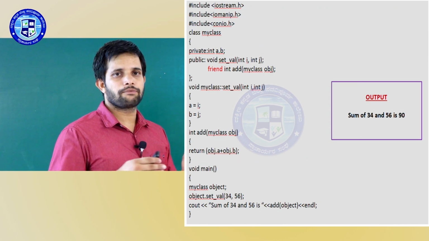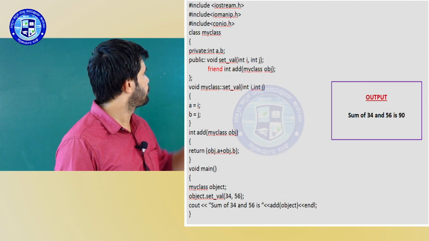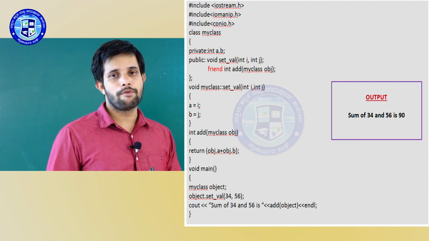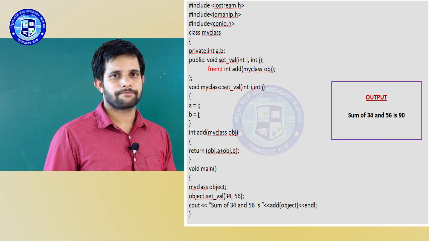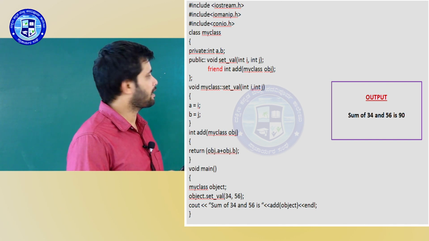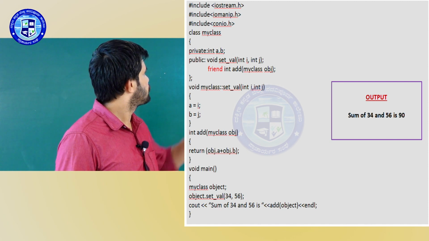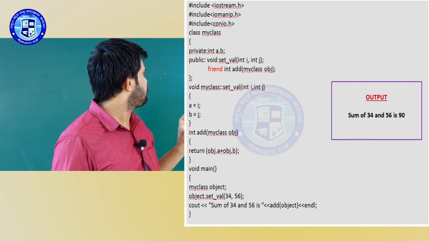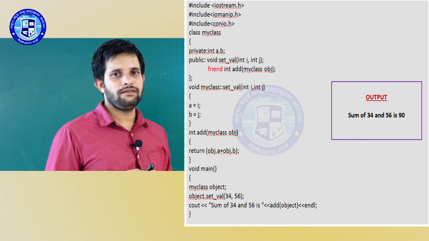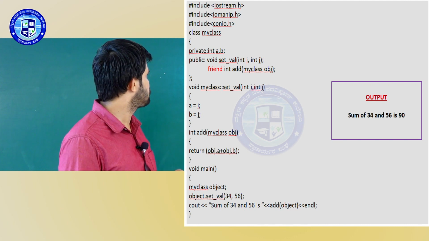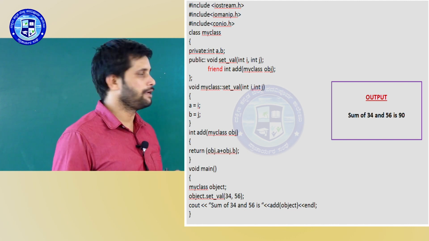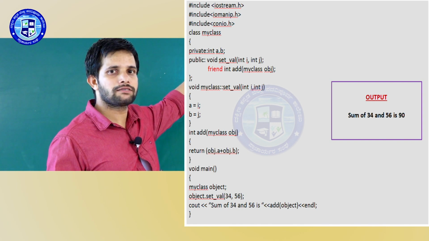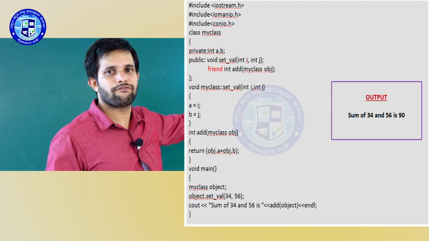Now let us have one programming example for this. I will be including a few header files here: #include <iostream.h>, #include <iomanip.h> and #include <conio.h>. Now let me create a class here. The name of the class I am taking as myclass. Inside this I will have a private section. In the private section I will declare two integer variables a and b, int a, b. These private variables I am going to use in the friend function.